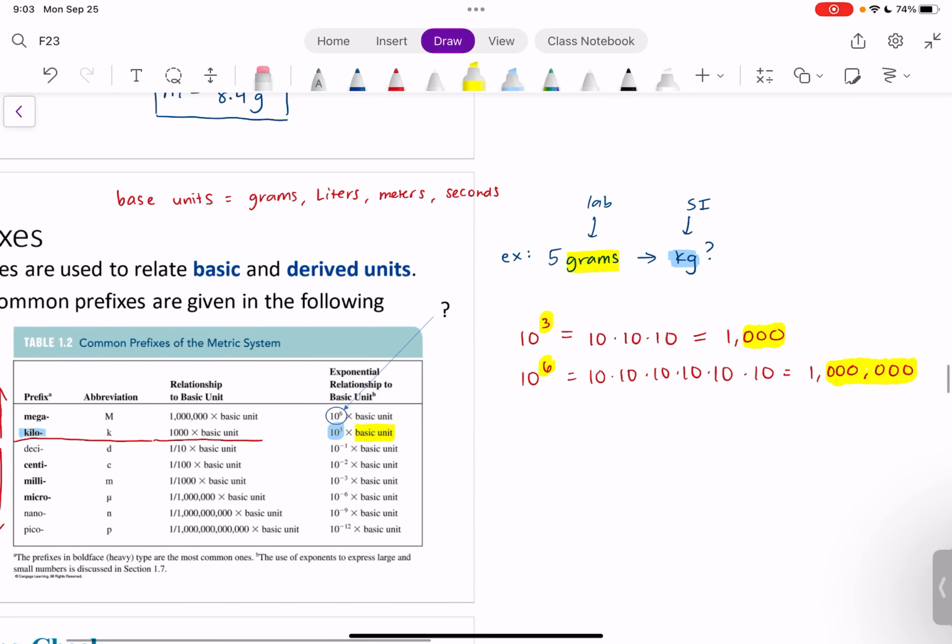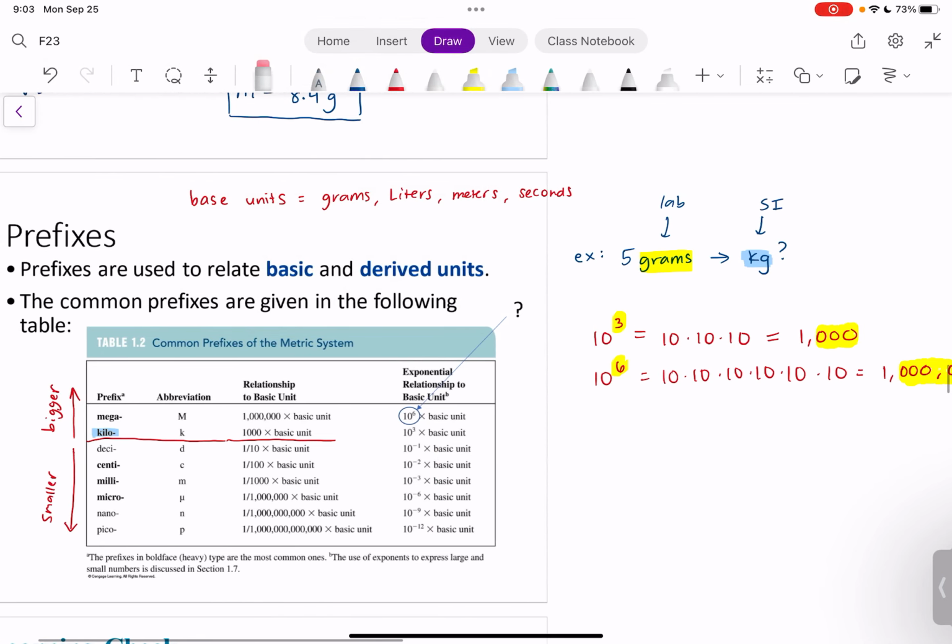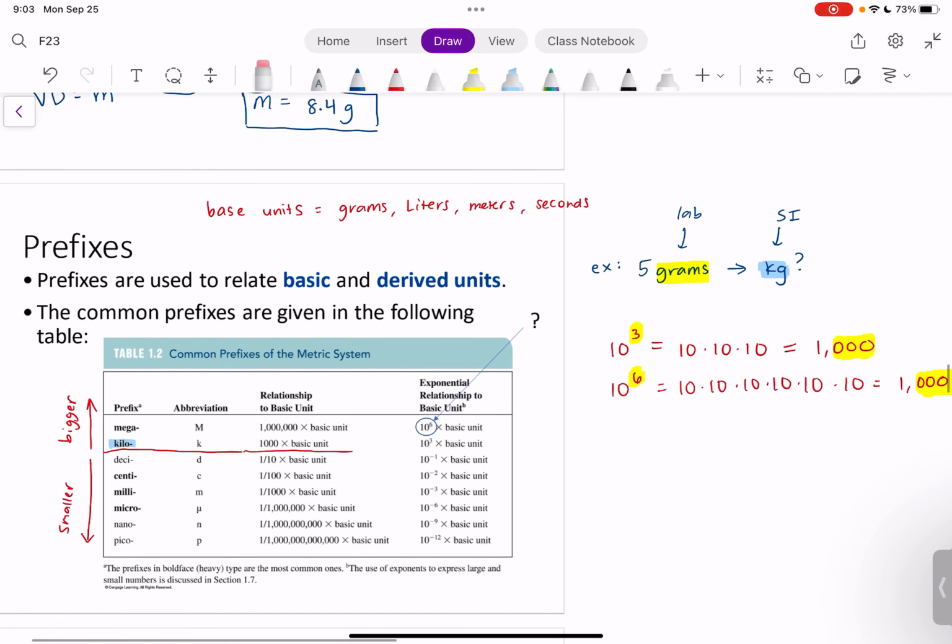Now when you look at this, you might also be looking over here at these negative exponents. What do negative exponents mean about our units? They're smaller.